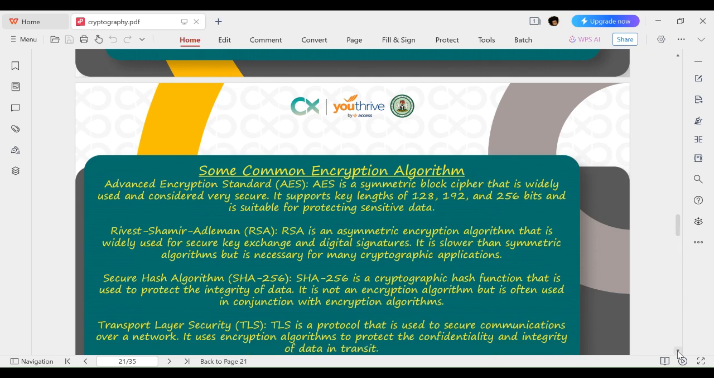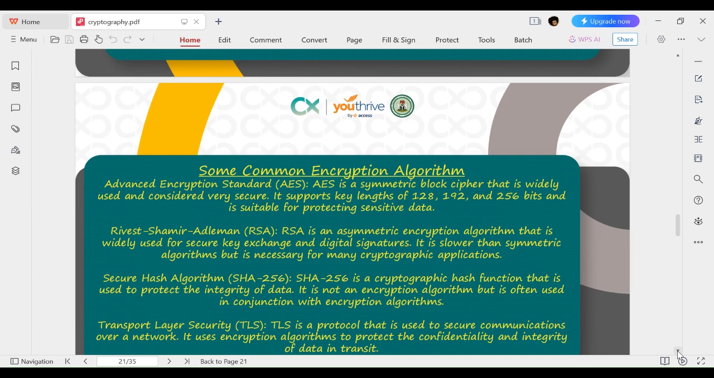You will see how these encryption algorithms are used when you watch the practical videos. The Advanced Encryption Standard, that's the AES, is a symmetric block cipher that is widely used and considered very secure. It supports key lengths of 128, 192 and 256 bits, and is suitable for protecting sensitive data.